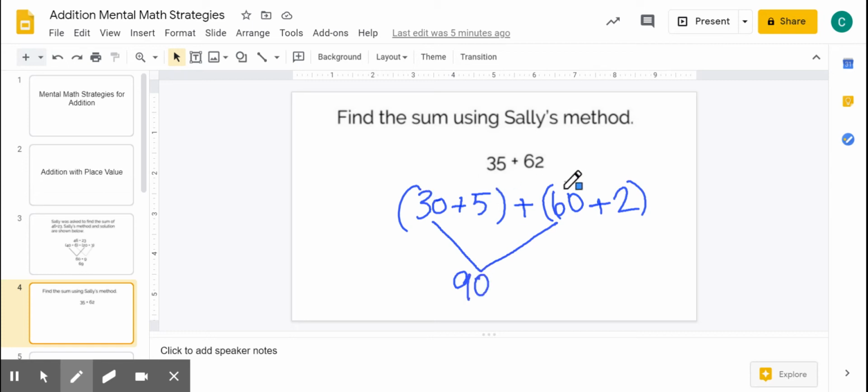Because 3 plus 6 equals 9, 0 plus 0 equals 0. Now I'm going to add the ones. 5 plus 2 is 7. So I write the number 7 with the plus sign in between. Last step, I am going to put these two numbers in standard form. 90 plus 7 gives us 97. This is addition with place value.